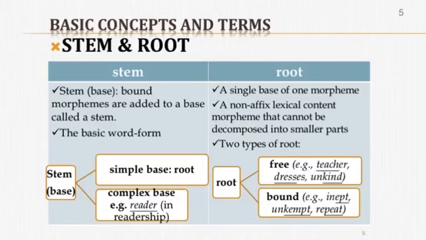Why do we call it bound? Because look at the word inept. Actually, apt doesn't mean anything. When it doesn't mean anything, it cannot stand alone like a free morpheme. Therefore it's a bound morpheme, so we say it's a bound root. But you probably cannot find many examples. Here I give you three.